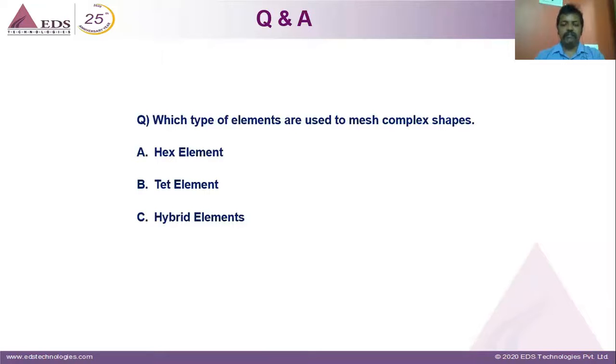So one more thumb rule: second order tet mesh is always equivalent to first order hex mesh. So you need to also consider these kinds of thumb rules when you do an analysis. So option C, if you see, is mentioned as hybrid element, which is nothing but a combination of both the hex and tet. So even that could be an answer, but the relevant answer is, whenever there's a complex shape, we generally try to finish the meshing using tet elements.